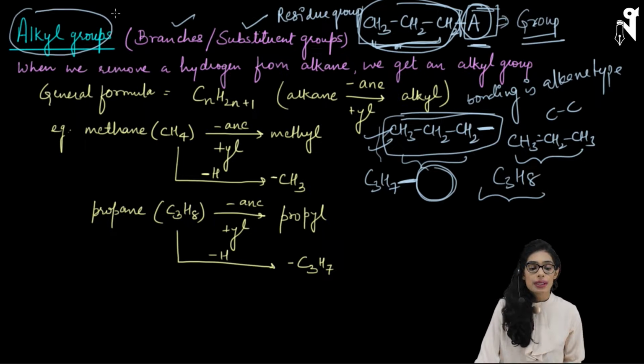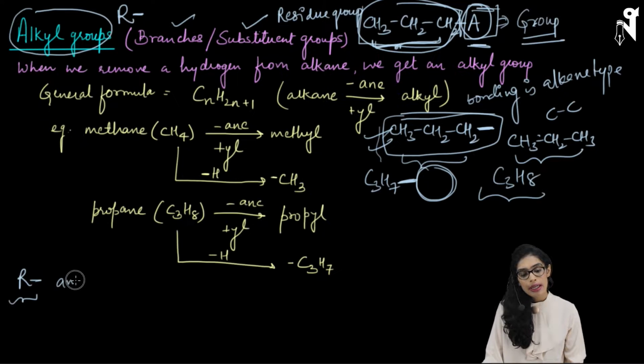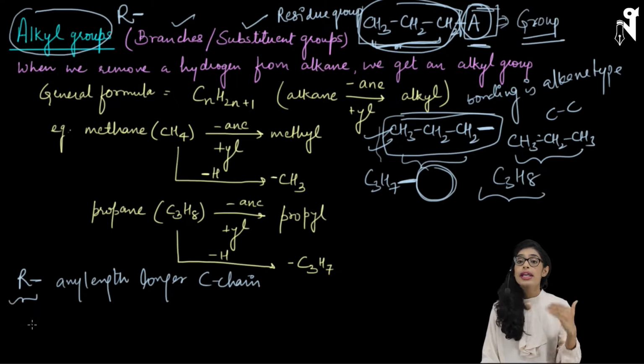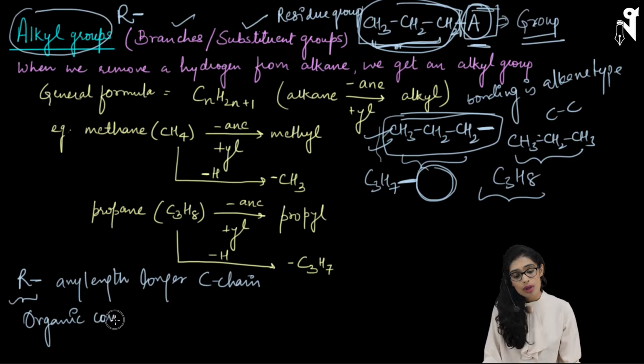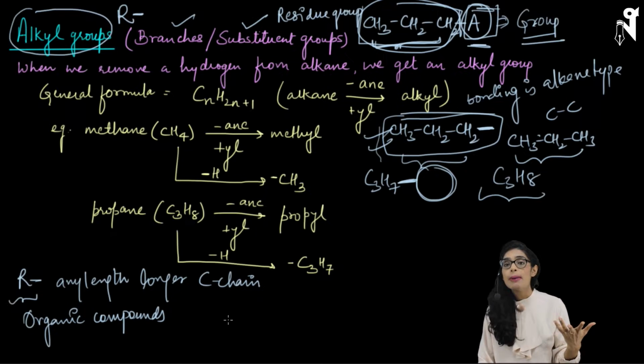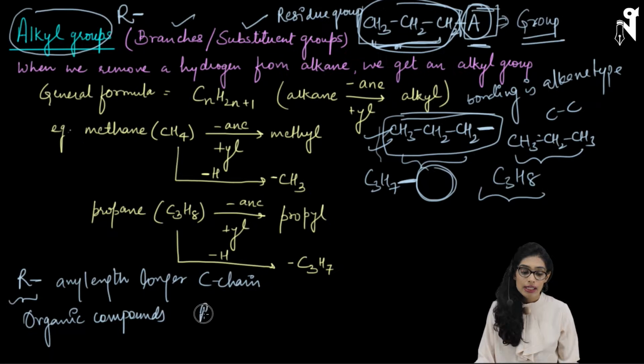There is a general representation of an alkyl group also. Alkyl groups are generally represented by R. R means any length of carbon chain. And if you're talking about any organic compound which is not purely alkane but has some other functional group attached to it, where the carbons are not fulfilling their valencies only by hydrogen but by something else, then it will be written as R-G. That means R is any carbon chain and then a group is attached to it.